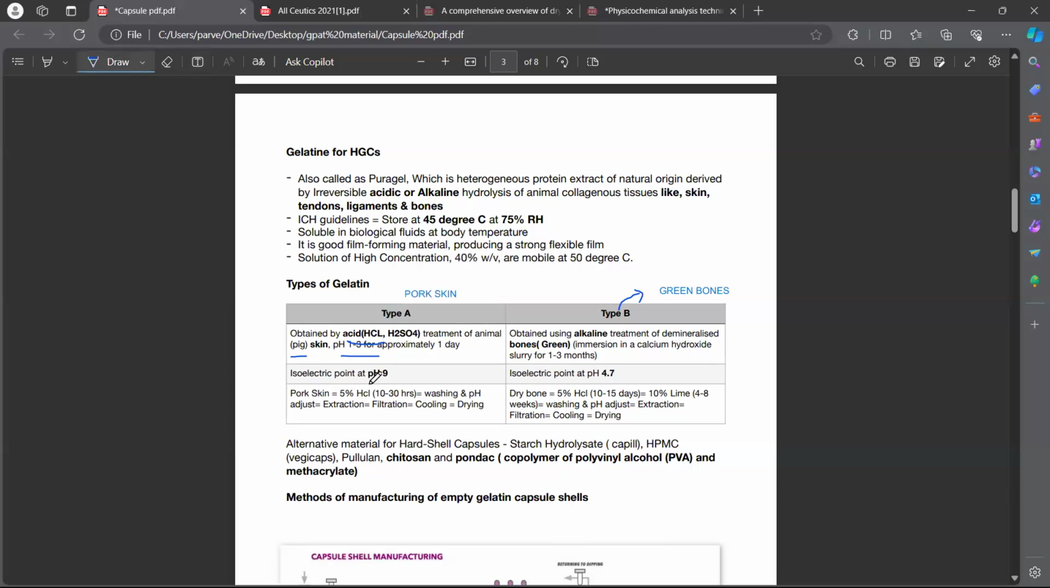So the isoelectric point of type A gelatin is 9, while for type B gelatin it is 4.7. So tell me, guys, what is meant by isoelectric point? Isoelectric point for proteins. Do you guys have an idea about the isoelectric point?